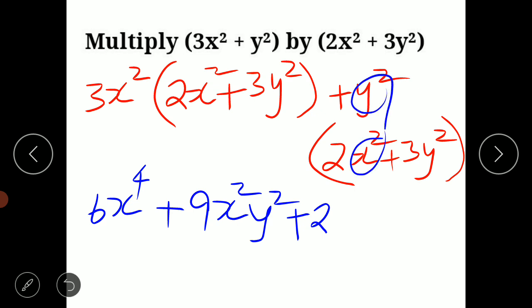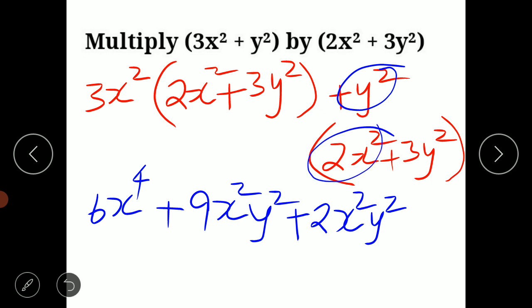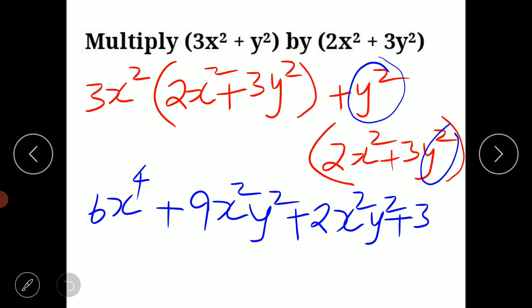y square into x square, or x square into y square, we write by alphabetical order. So we multiplied these two, 1 2s are 2, x square y square, plus, because plus into plus, then 1 3s are 3, y square into y square, y power 4.